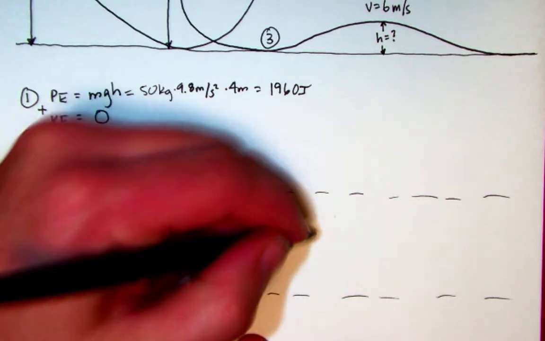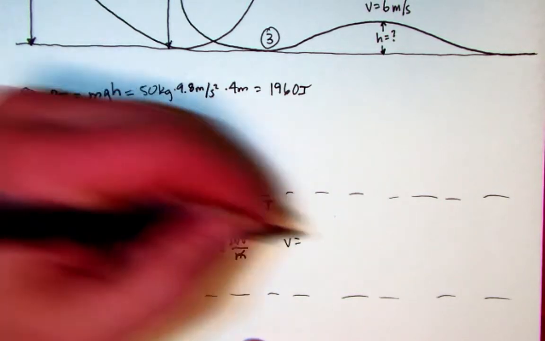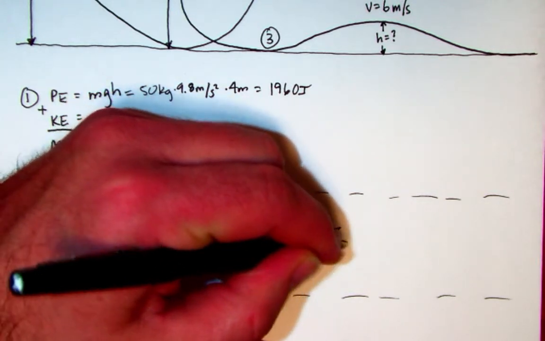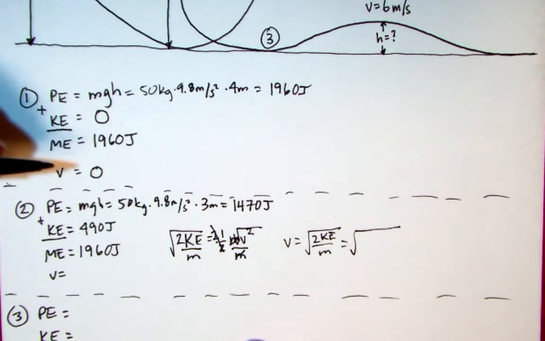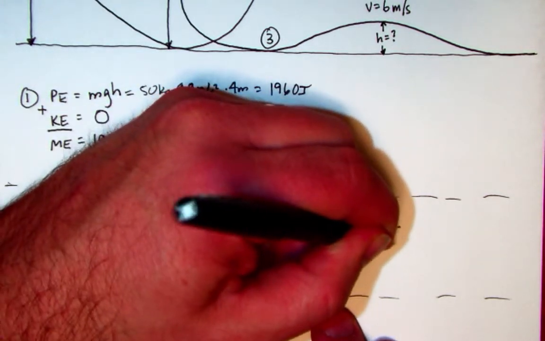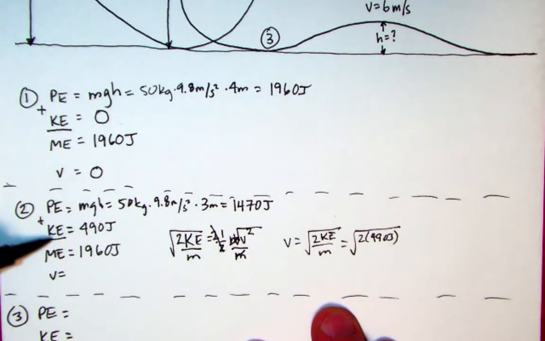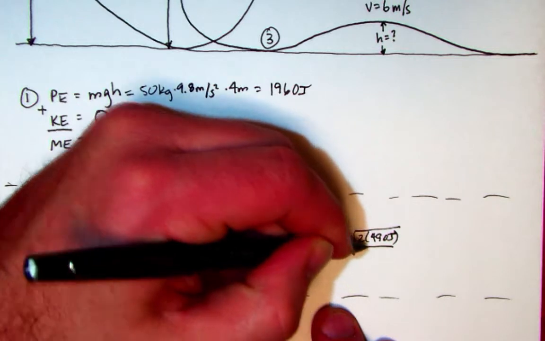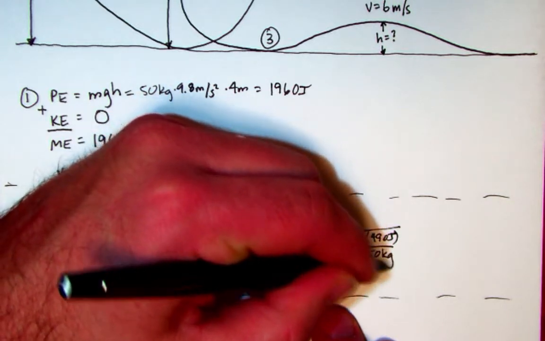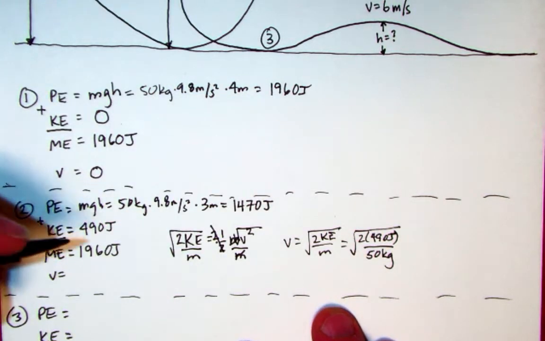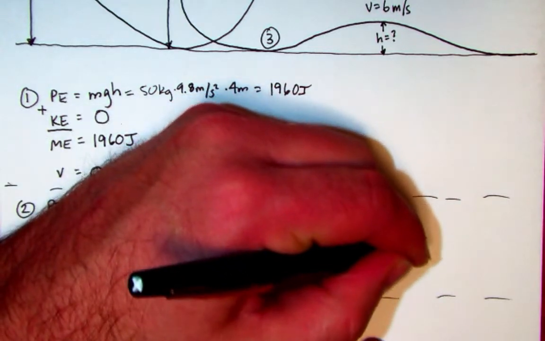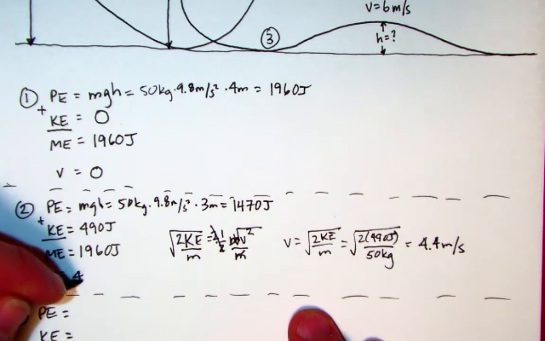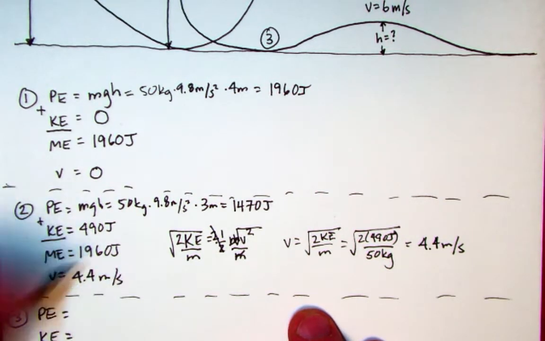And I'm left with v equals the square root of 2ke over m. And if I plug numbers in, I'm going to have 2 times 490 joules, because that's the kinetic energy we found over here, divided by my mass of 50 kilograms. And that works out to be 4.4 meters per second. So I'm going to put 4.4 meters per second in right here.